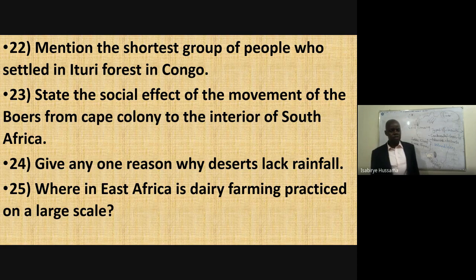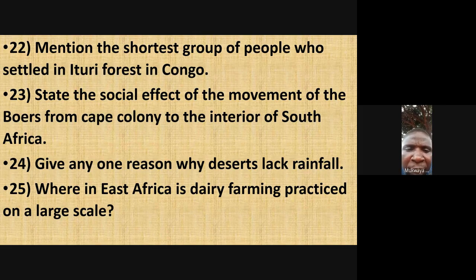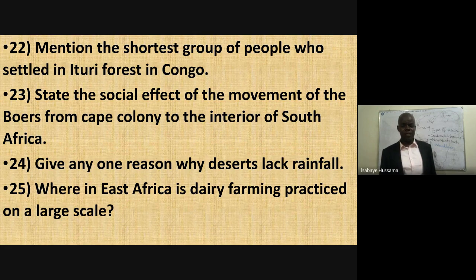Now let's move on to the next number. The next number, Desert Sea, East Africa. We are now on number 25. Mr. Mukwaya, where in East Africa is dairy farming practiced on a large scale? Yes, Mr. Mukwaya, that is primary 6, term 2. Which place is that, Mr. Mukwaya?